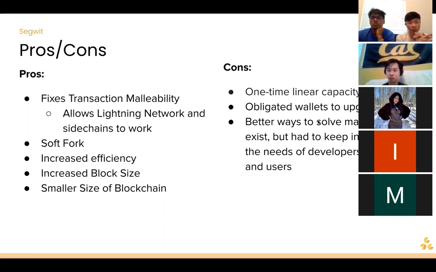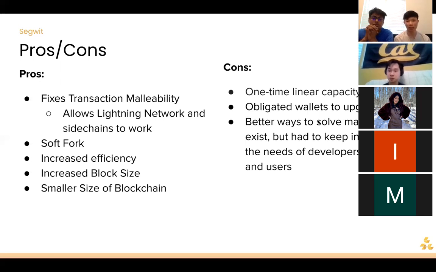It did increase block size. Part of the Segwit update was to increase the block size by a couple of kilobytes, or maybe like 1 or 2 megabytes. Not too much, but it was still very minor. Very minor block size increase, but still you can fit more transactions in there, so that's a scalability increase, and also resulted in a smaller size of blockchain because you don't have that historic signature data found everywhere.